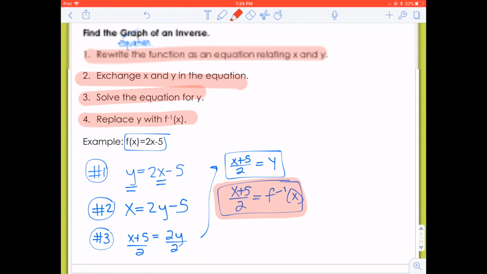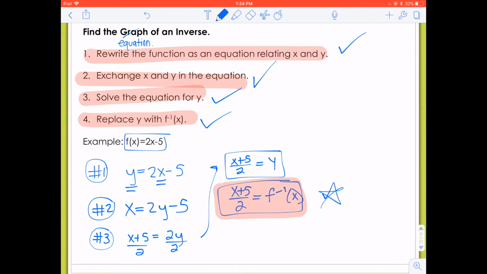So again, we rewrite the function relating x and y. We switch x and y because that's the definition of an inverse. Then we solve the equation for y and replace y with f of negative 1 of x. And here's our answer.